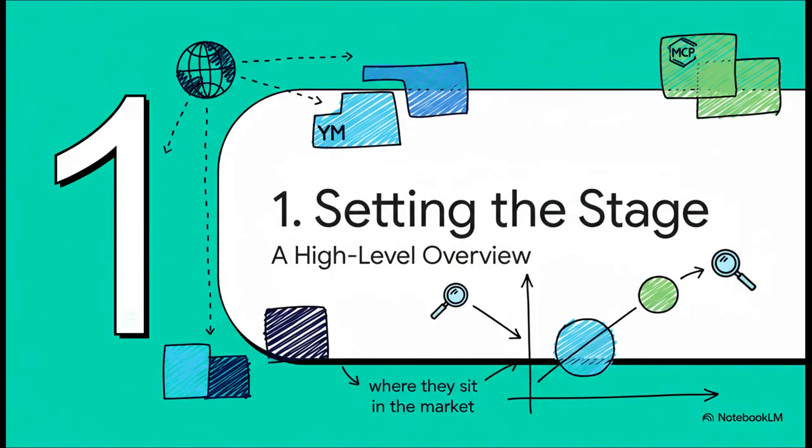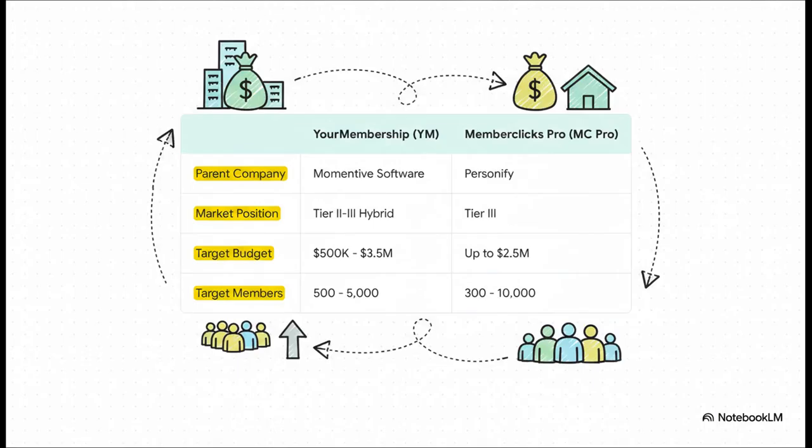All right, first up, let's get the lay of the land. We need to understand who these players are and where they sit in the grand scheme of things. Now, what's really interesting here is the context this gives us. Your Membership, which is part of Momentive Software, kind of straddles Tier 2 and Tier 3. That means it's built for those mid-sized associations that often have more complex needs. On the other side, you've got MemberClicks Pro, part of the Personify portfolio, and it's planted firmly in Tier 3, which is all about small to mid-sized associations.